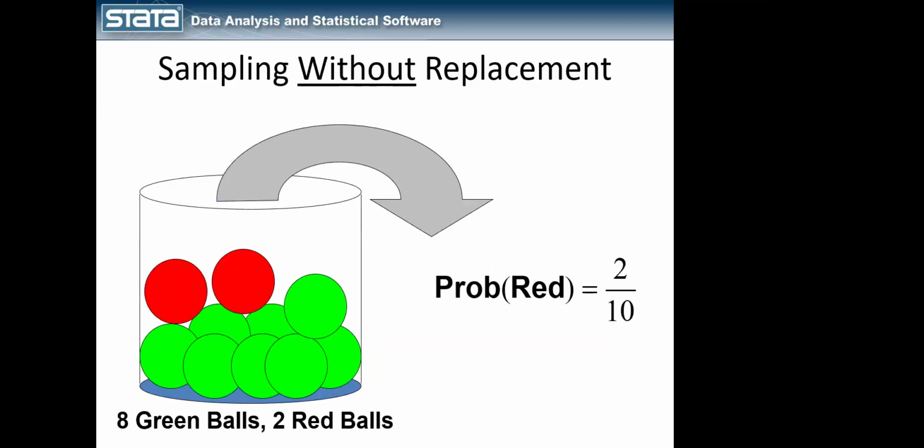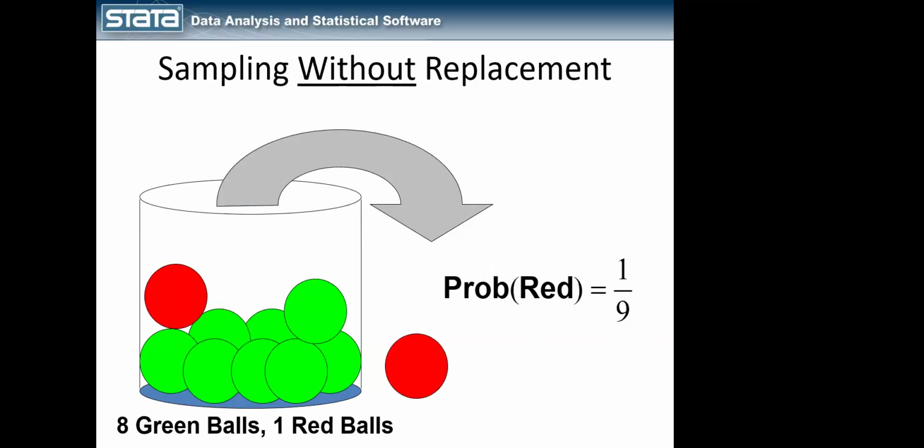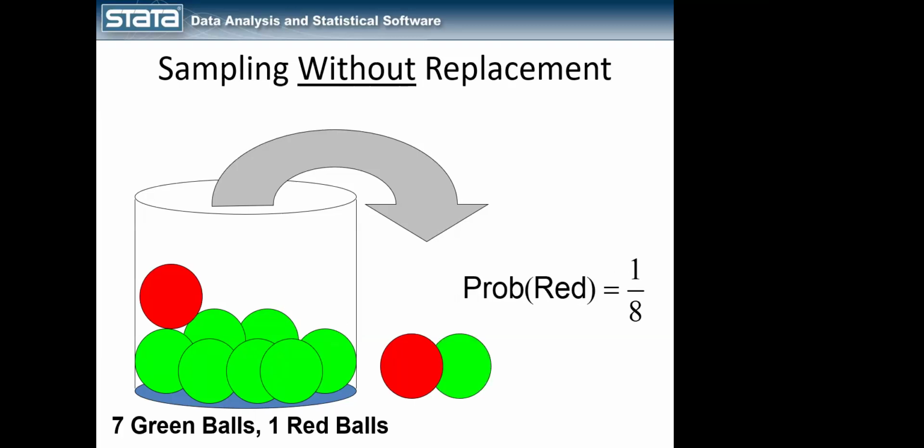Sampling without replacement means that I'm not going to return the ball to the bucket once it's been sampled. So what happens then? Well, let's say that I draw a red. In the beginning, the probability of drawing a red ball is 2 out of 10, 2 red balls out of 10 total. But if I sample a red ball, now I have 1 red ball left among 9 total balls. So the probability of drawing a red ball changes. Let's say then I reach in and draw a green ball. Now the probability of drawing a red ball has changed again because the denominator changed. There's still 1 red ball in the bucket, but there are only 8 total balls in the bucket. So the probability of drawing a red ball changed.